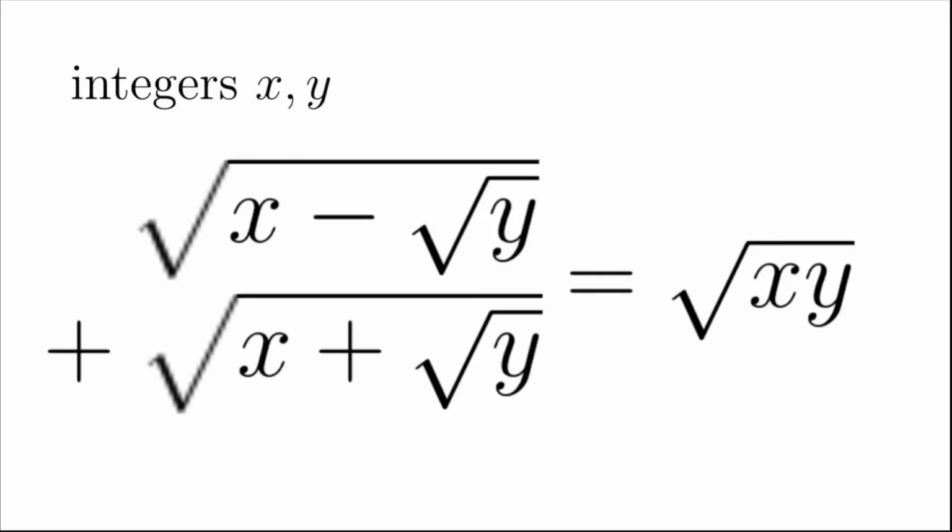In this video, we are going to find integers x and y such that the sum of the square roots of x minus root y and the square root of x plus root y equals the square root of x times y.